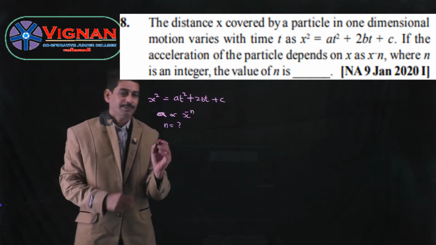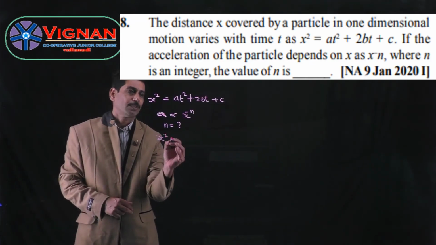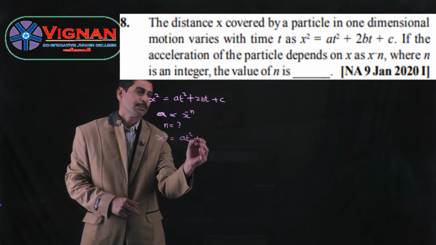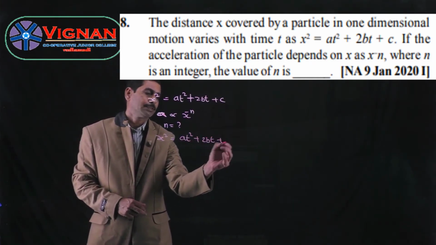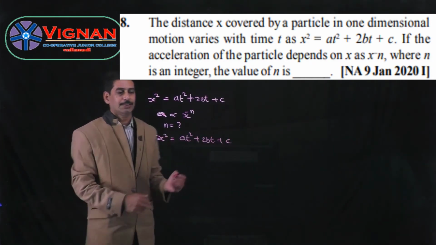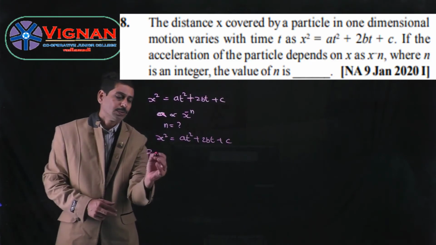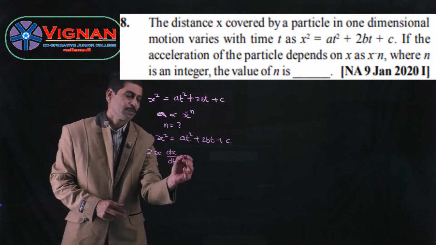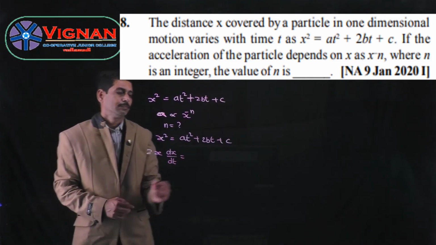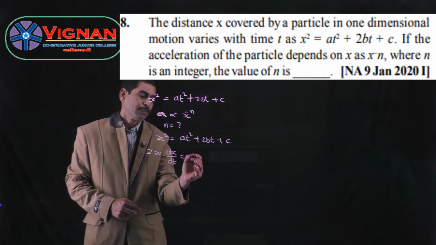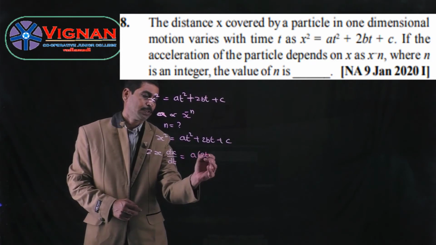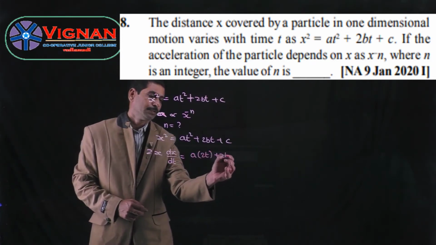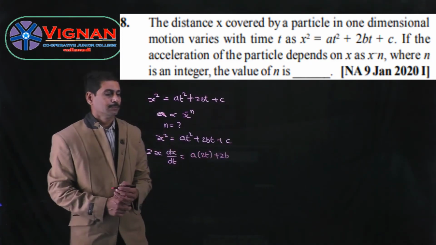So this is the value of x square given. x square is equal to a t square plus 2bt plus c. On differentiating this, we get 2x into dx by dt is equal to a into 2t plus 2b. For the constant it is 0.